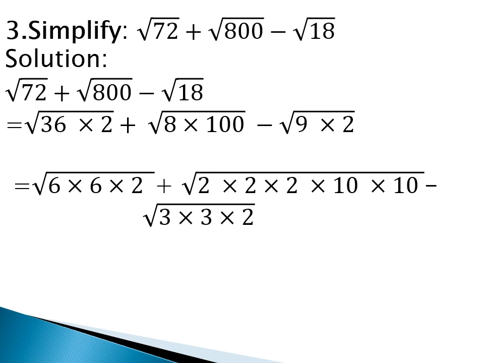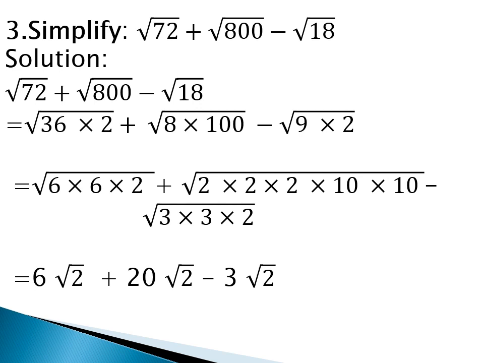Then the last term, minus of root 9 into 2, that is root of 3 into 3 into 2. So again simplification, we will get 3 root 2, because 3 is repeated 2 times, out of that we take 1. So the expression is 6 root 2 plus 20 root 2 minus 3 root 2. This is the answer for this question.